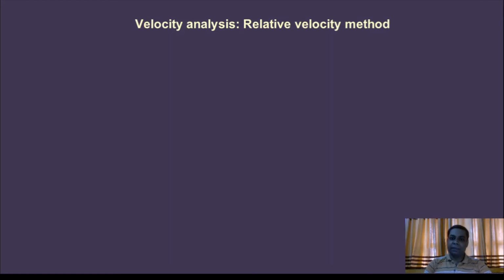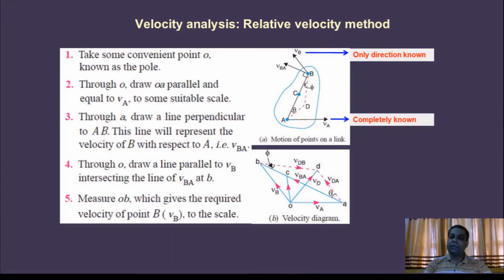The next thing is the velocity analysis in the relative velocity method; there are some particular steps. Number one, take some convenient point O, known as the pole, in the second diagram or velocity diagram, that is in figure B. Now through O, draw OA parallel and equal to VA, to some suitable scale.